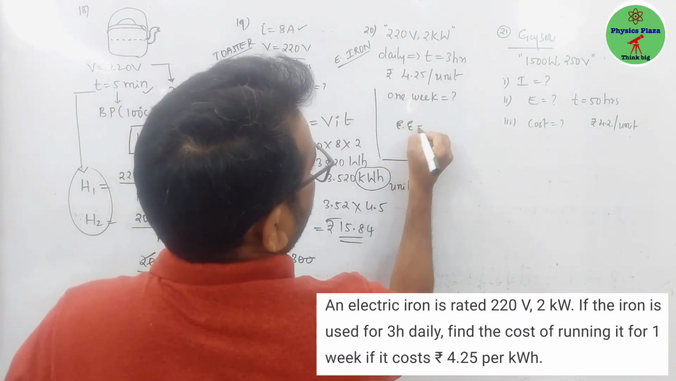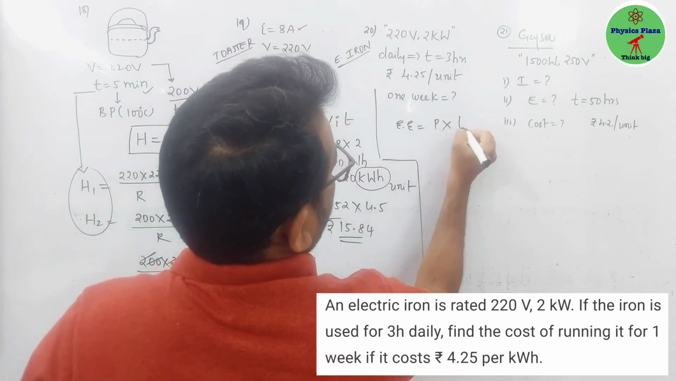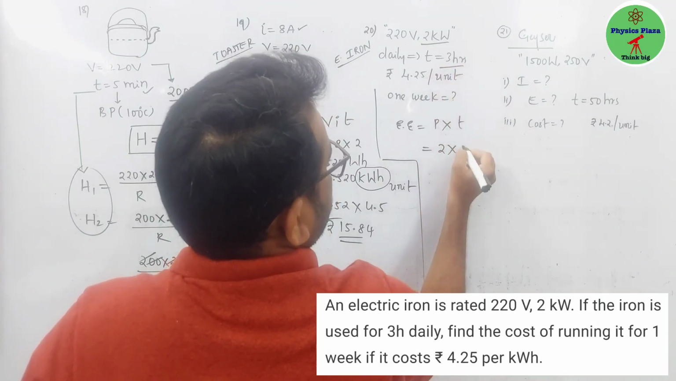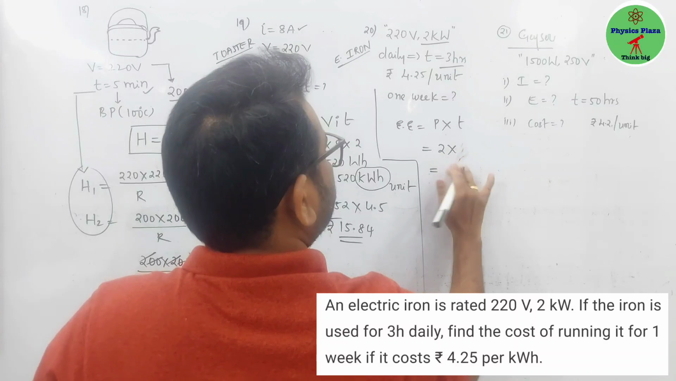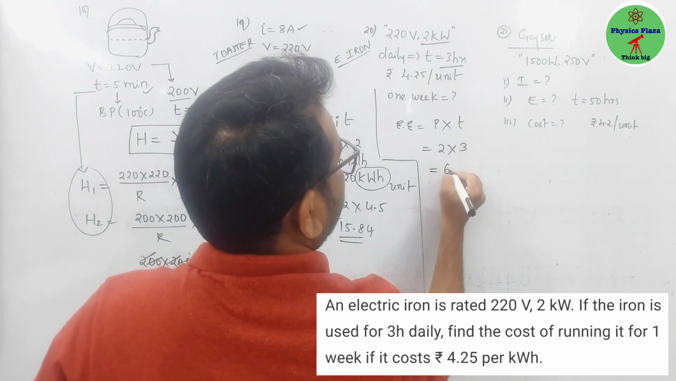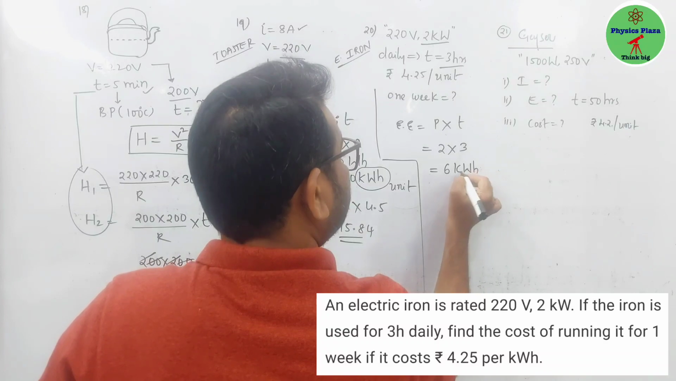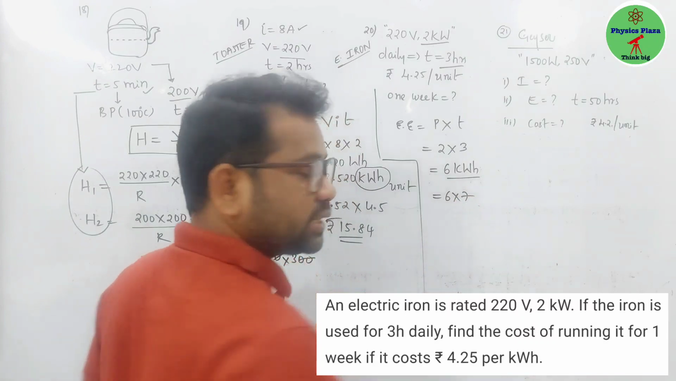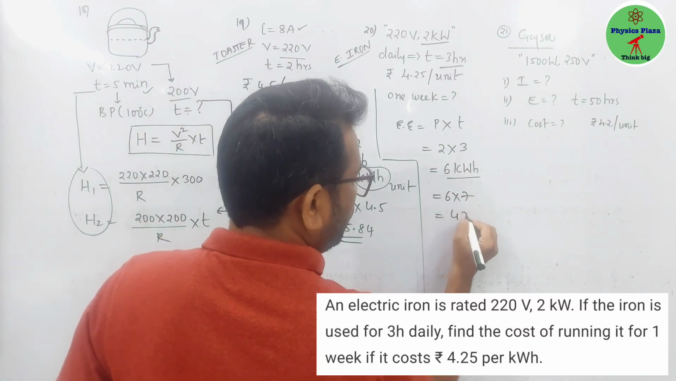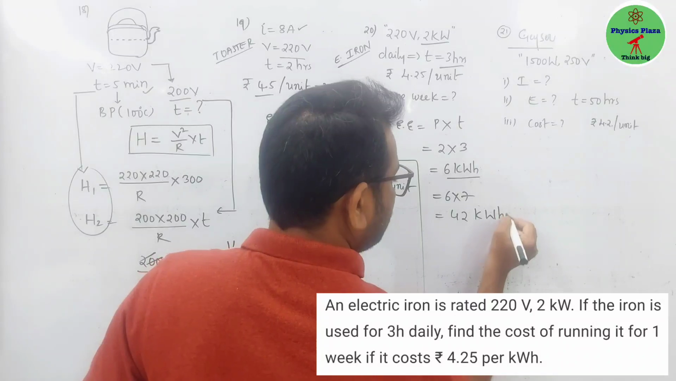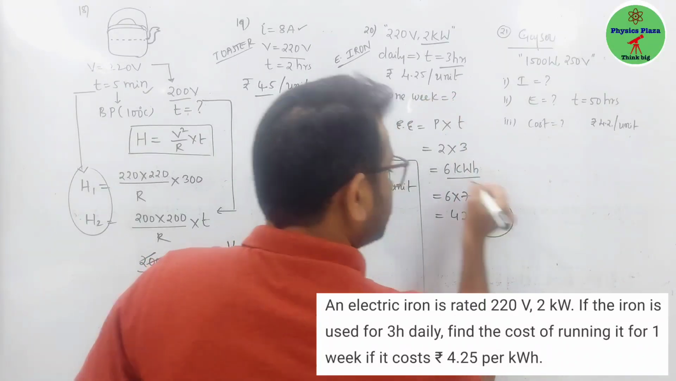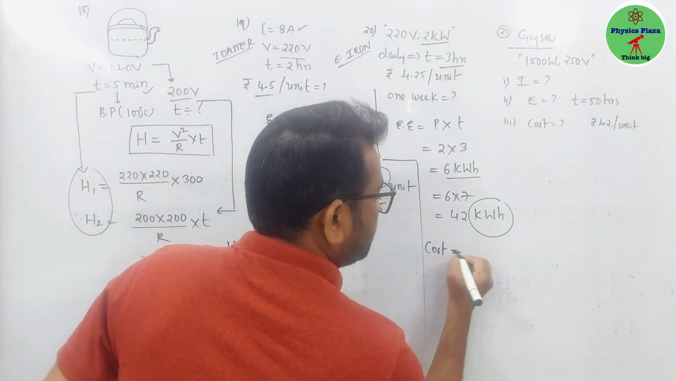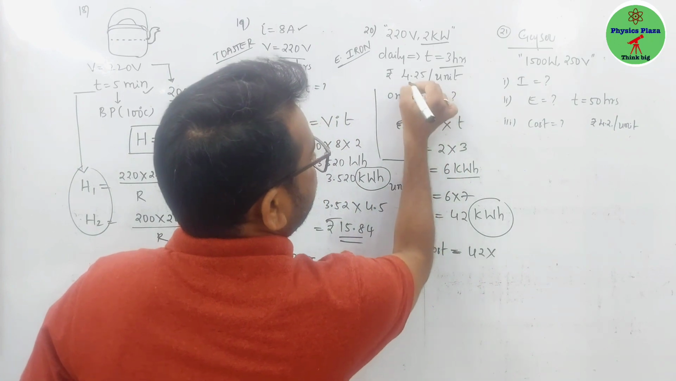Electrical energy, we know, is power into time. Power is in kilowatt, 2 kilowatt into 3 hours, that is 6 kilowatt hour. But this is daily. They asked 1 week, so 6 into 7, 7 days we can take. So this is 42 kilowatt hour, which means in 1 week, 42 units are consumed. Then cost is equal to number of units into cost per unit, how much?